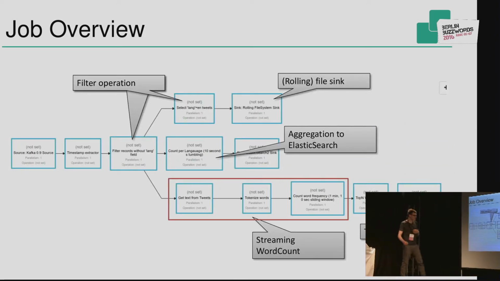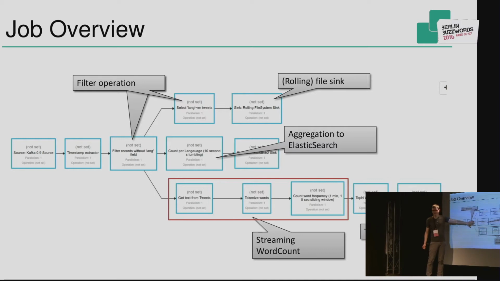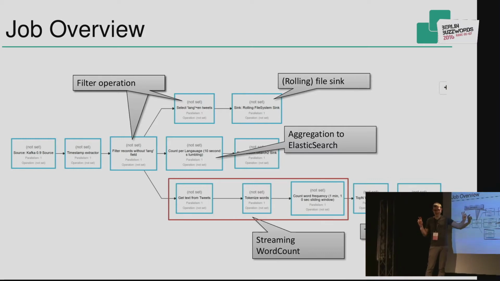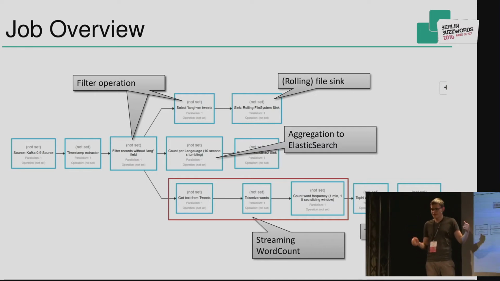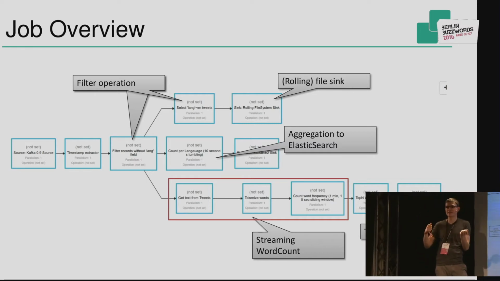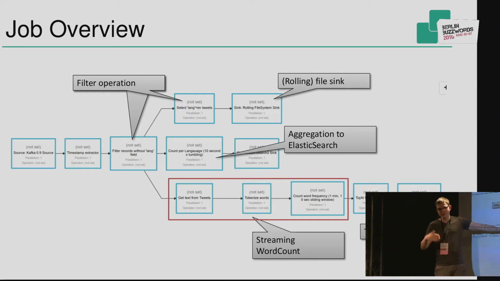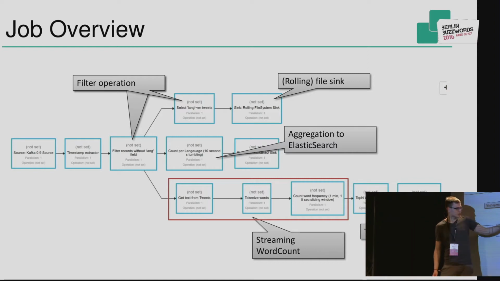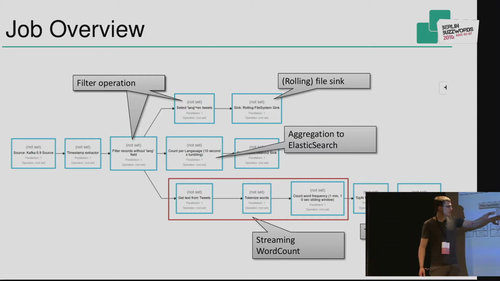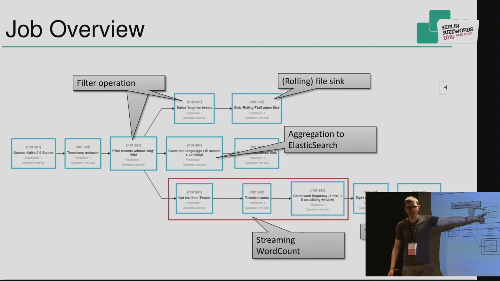So this is the topology. Here is the Kafka source, which is reading the data from Kafka. Here's a filter operation, which is filtering all the records that are system data. From this Twitter data source, you're getting tweets, and you're also getting some system data from Twitter. With this filter, I'm just removing all the system data to get the tweets only. And then it's splitting up into three different flows. The first flow is a rolling file sink. Here I'm filtering for all the tweets which are English.